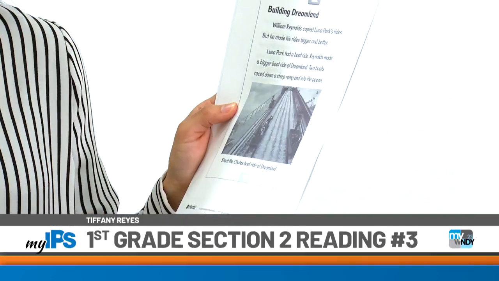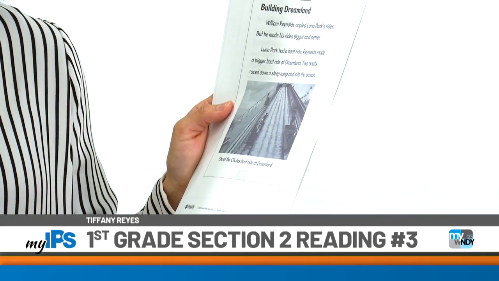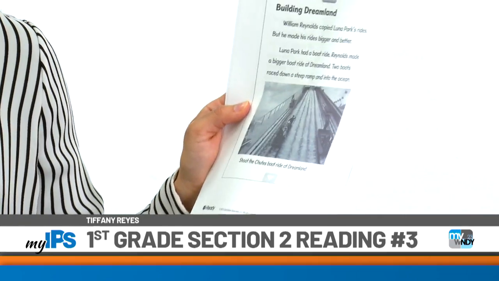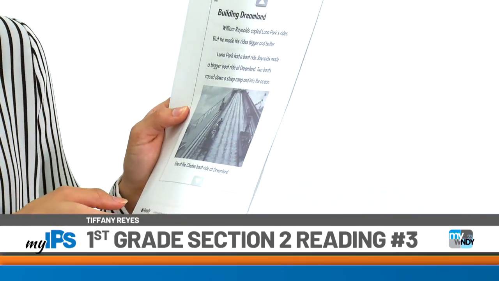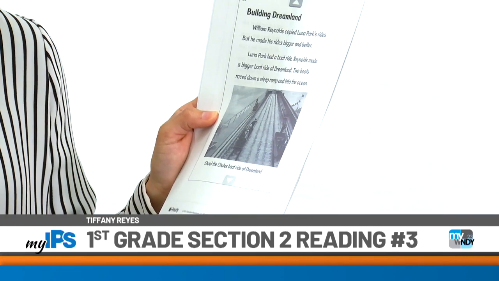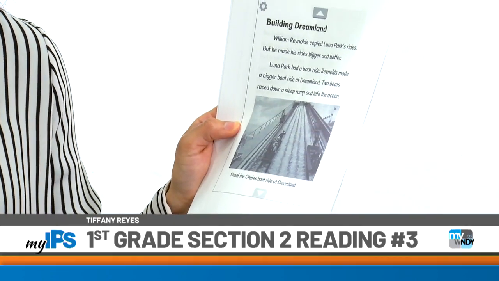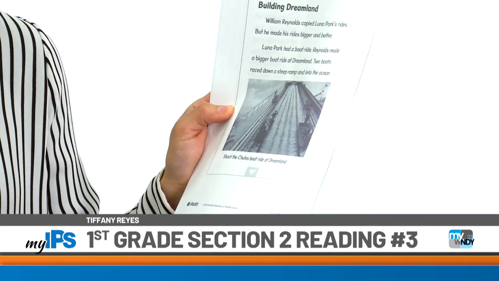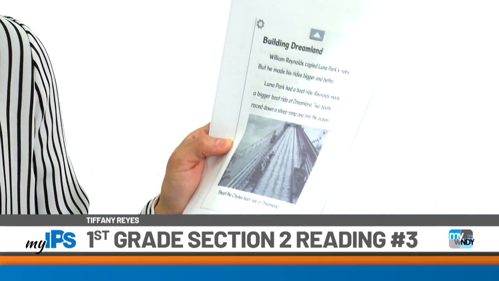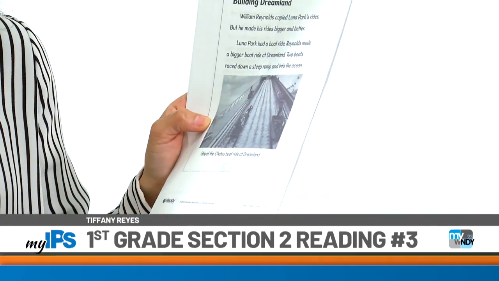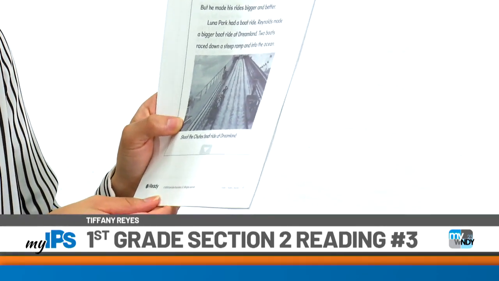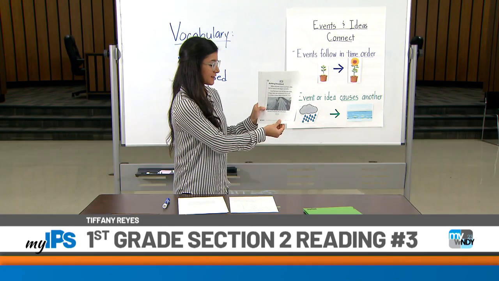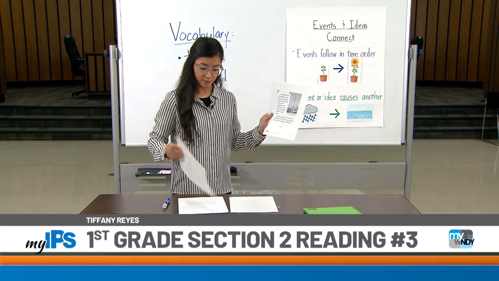Building Dreamland. William Reynolds copied Luna Park's rides, but he made his rides bigger and better. Luna Park had a boat ride. Reynolds made a bigger boat ride at Dreamland. Two boats race down a steep ramp into the ocean. That looks like a lot of fun. Have you been on one of those? I have. That's super fun. Shoot the Chutes boat ride at Dreamland. That's the name of the roller coaster.